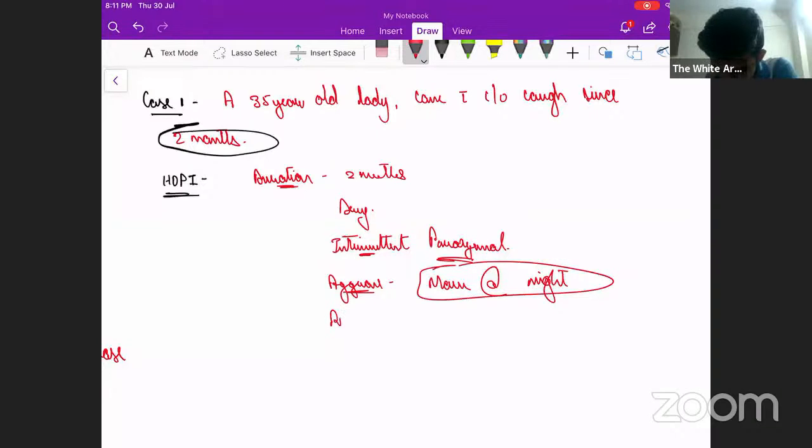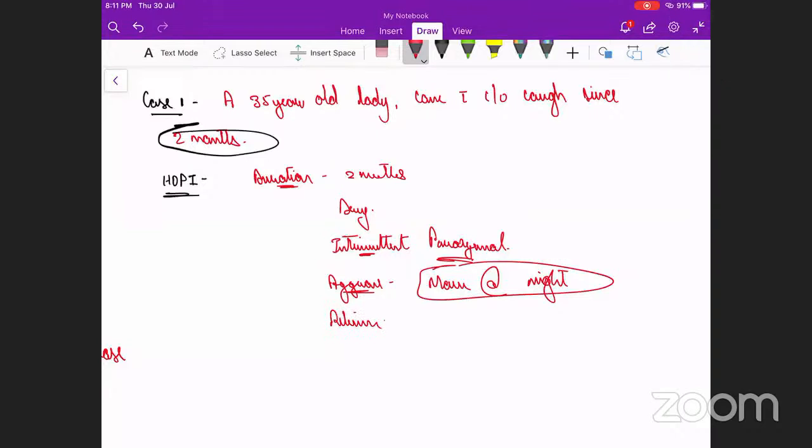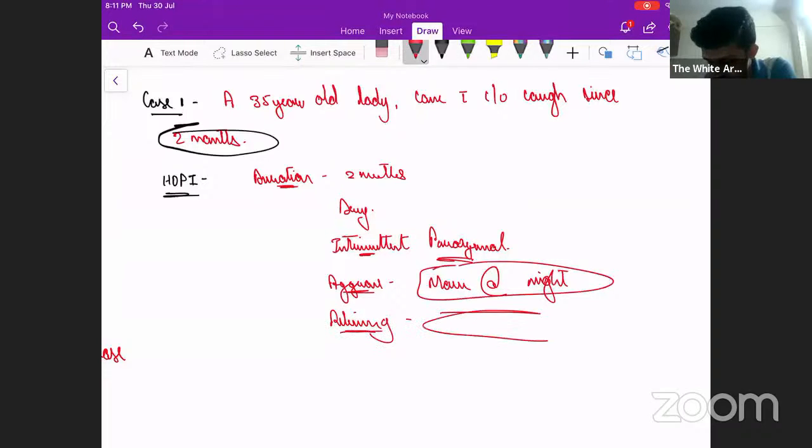Any associated symptoms? Relieving factors? On any medications? Yes, on taking medications it relieves. For the duration of time she takes a cough suppressant, it relieves. Again, it comes back. So that is the problem.